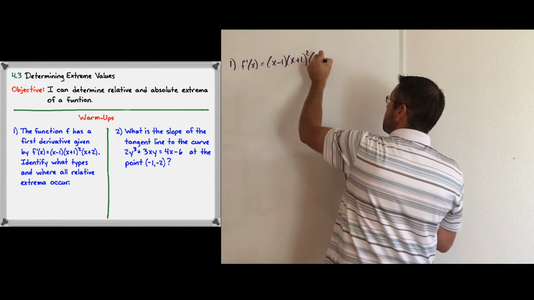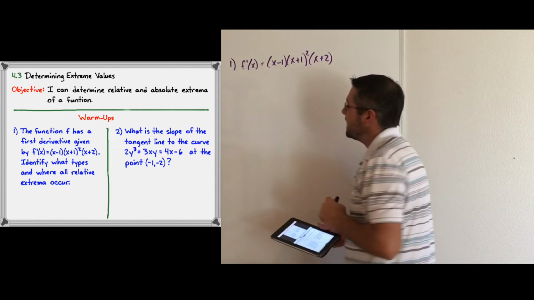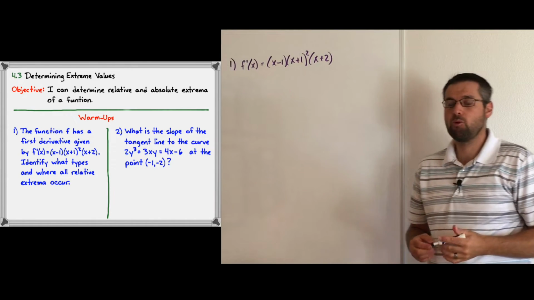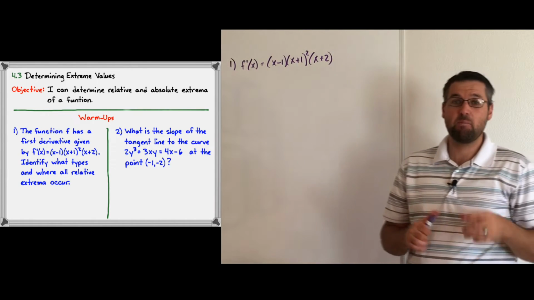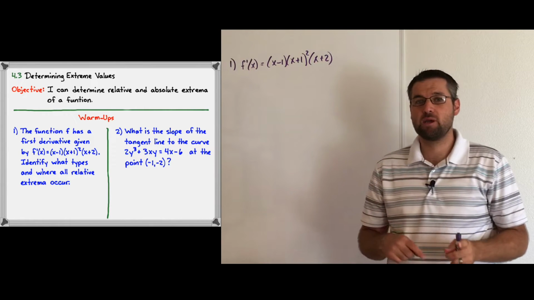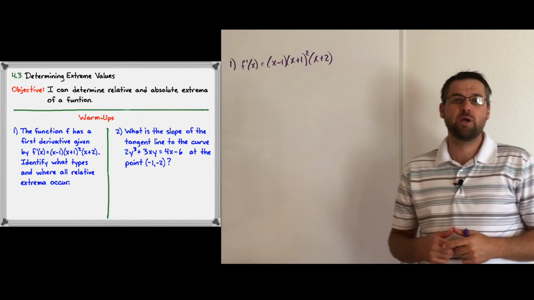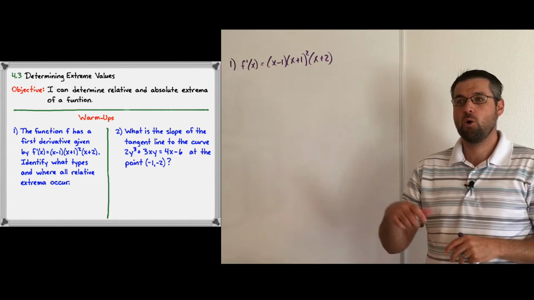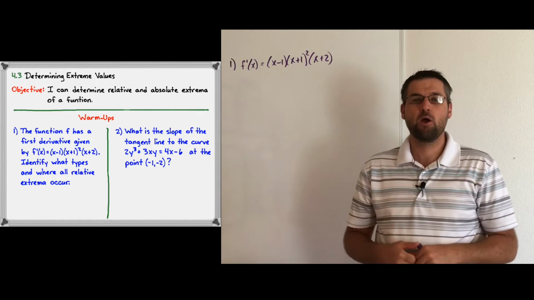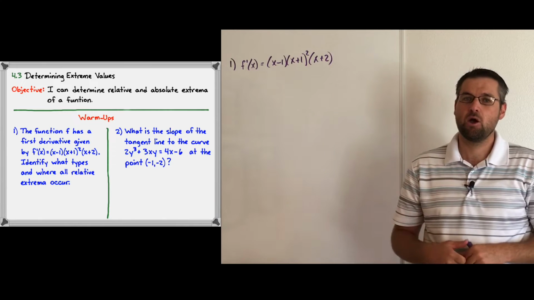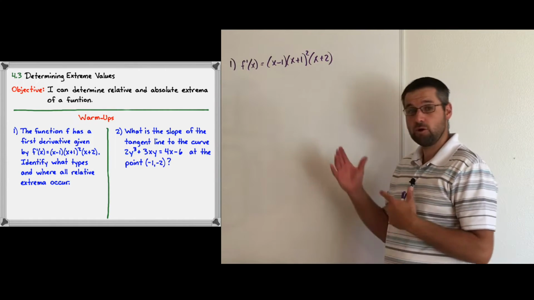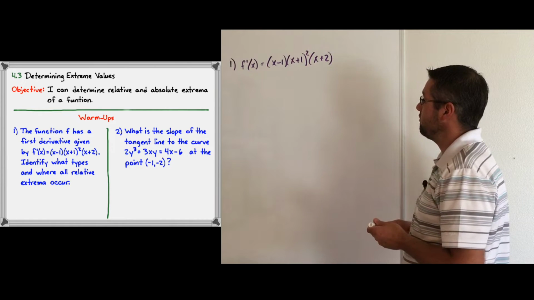times x plus 2. So last lesson we talked about the idea of critical points. Critical points identified places where extrema may occur. So critical points occur, if we remember, when f prime is equal to 0, when f prime does not exist, and at endpoints. So we need to identify the critical points of this function first.